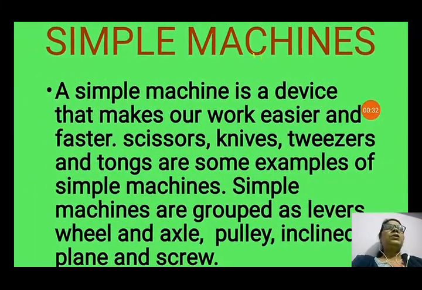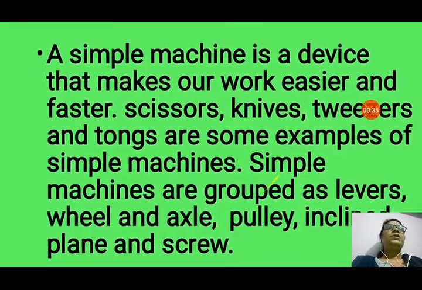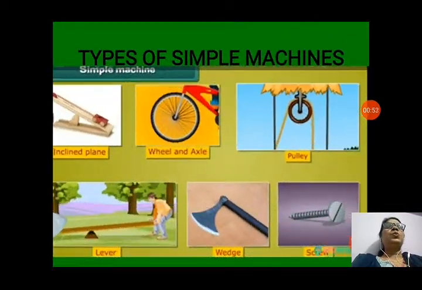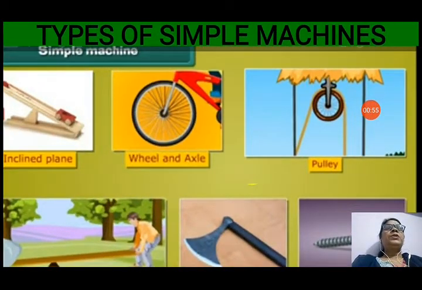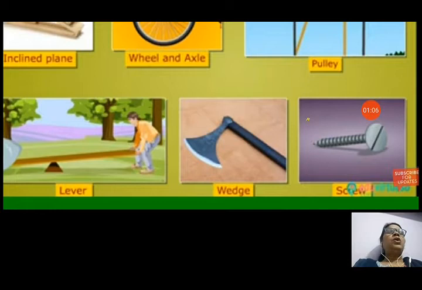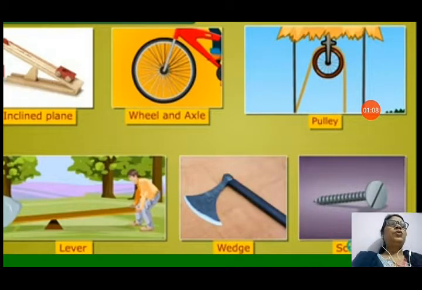So, what are simple machines? A simple machine is a device that makes our work easier and faster. Scissors, knives, tweezers, and tongs are some examples of simple machines. Simple machines are grouped as levers, wheel and axle, pulley, inclined plane, and screw. Let us see about all these simple machines one by one. You can see the types of simple machines in the picture also: inclined plane, wheel and axle, pulley, lever, wedge, and screw. These are all different types of simple machines that we use in our everyday life.